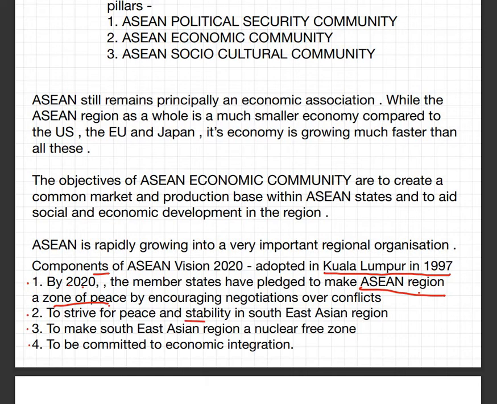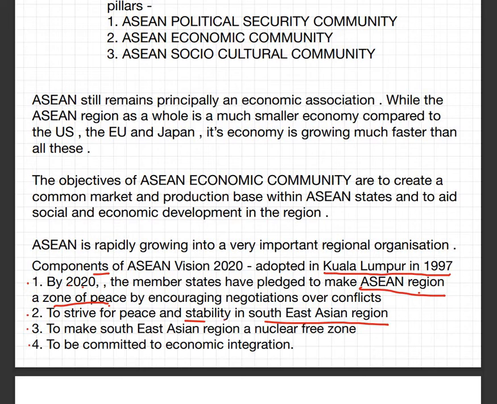The vision consisted of 4 components. First was that by 2020, the member states pledged to make ASEAN region a zone of peace. ये जो पूरा ASEAN region है, 2020 तक हम इसको एक peaceful region में convert करेंगे. ये vision number 1 था.